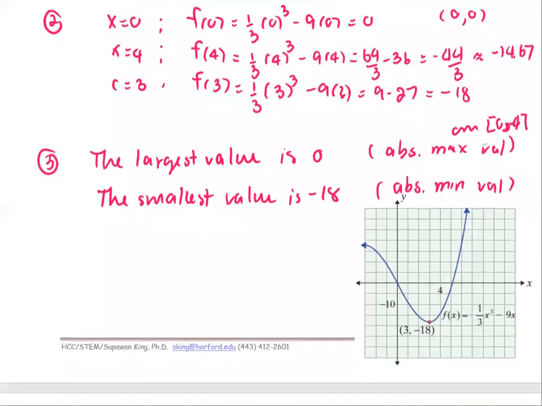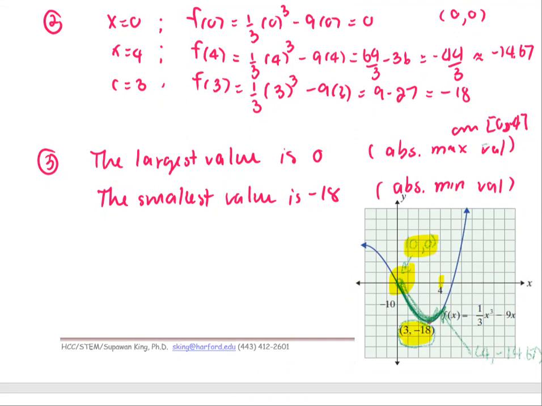And from the diagram, as you see, the graph is bounded from the point 0 to the point 4. So only this portion of the graph, not the entire curve. At the point 0, the function value is 0. At the point 4, the function value is negative 14.67. And at the critical point, the function value is negative 18. When you look at just the green portion of the graph here, the absolute maximum occurs at 0, 0, and the absolute minimum occurs at 3, negative 18.